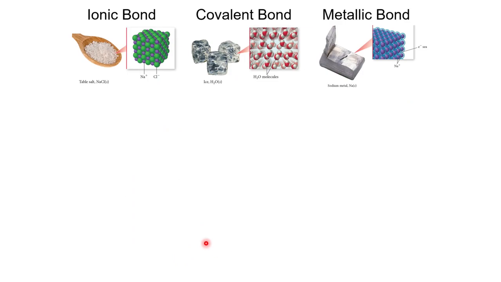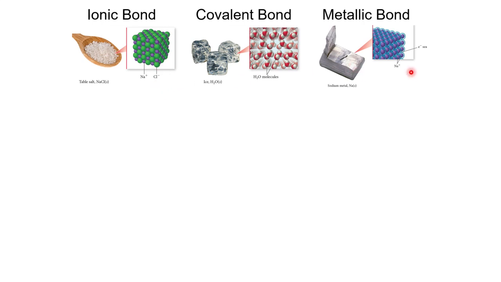So I want to take a minute and talk about the three different types of bonds. Now, I know that your book uses the terminology ionic bond and metallic bond, although I personally do not like these terms because they're not really bonds. A true bond is a covalent bond where there's an actual sharing of electrons. An ionic bond is really a very strong electrostatic attraction between a positively charged ion and a negatively charged ion. In this example, it's table salt, positively charged sodium and negatively charged chloride.